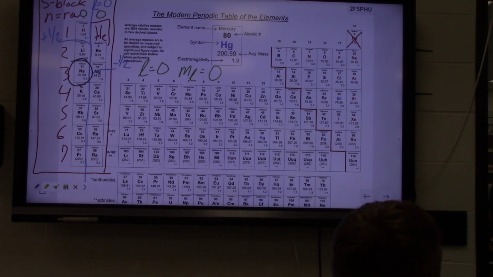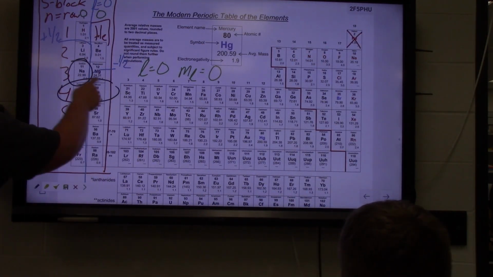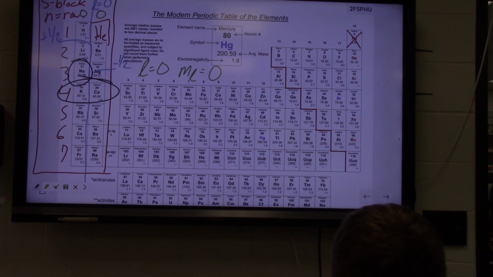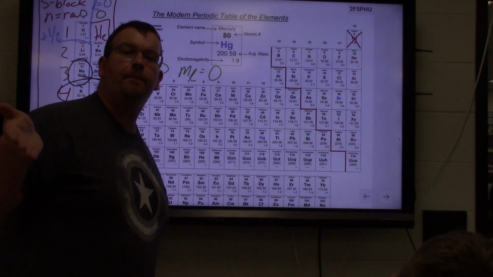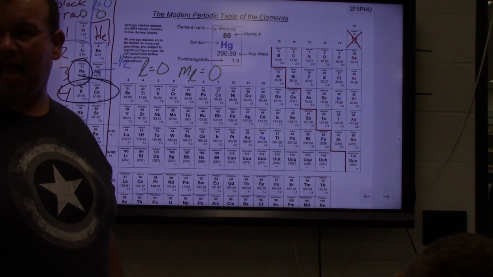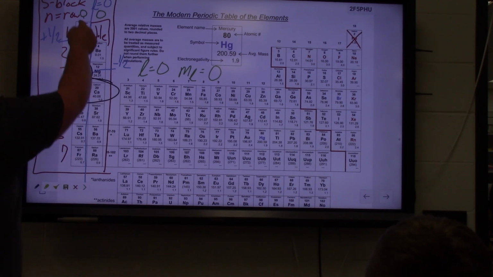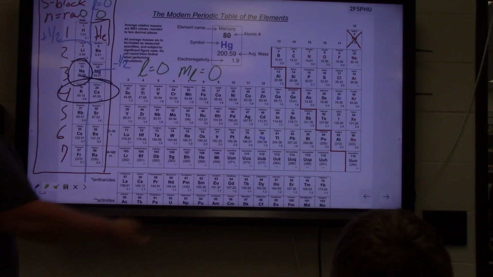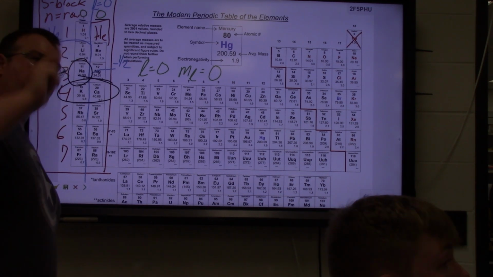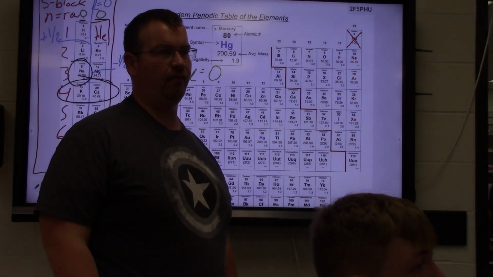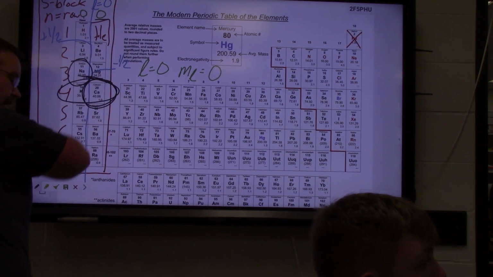It doesn't look like you've narrowed it down a lot, but you actually have. I've narrowed it down to potassium and calcium. M sub L doesn't help us in S block, but it will in P, D, and F. We're at the 0 orientation, so it really didn't narrow it down because both of these are 0. But look at the spin quantum number, -1/2. So it's -1/2, and the answer is calcium.